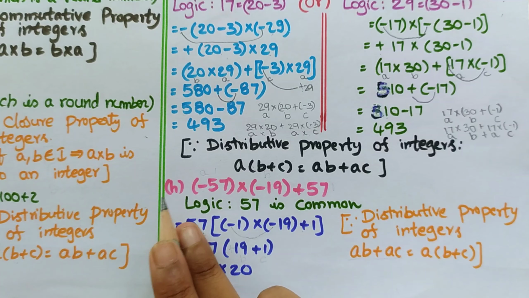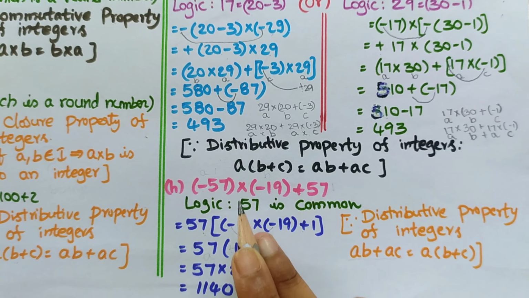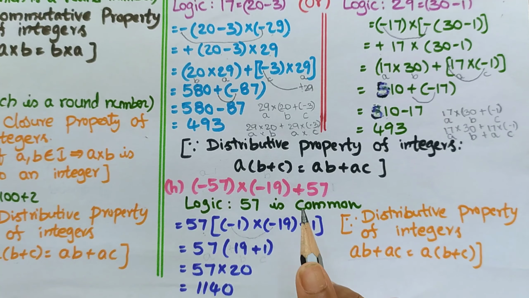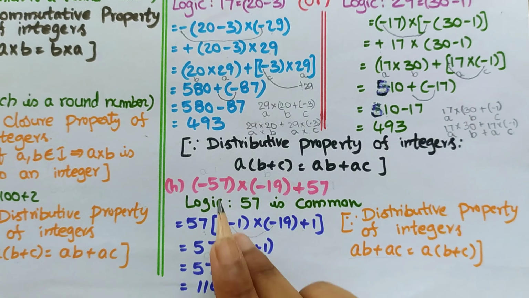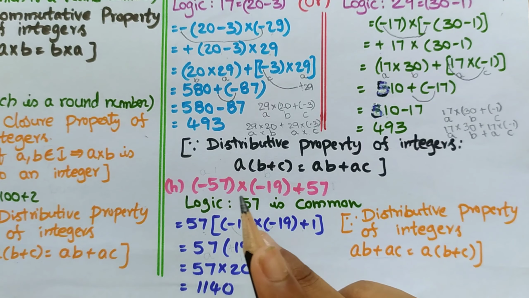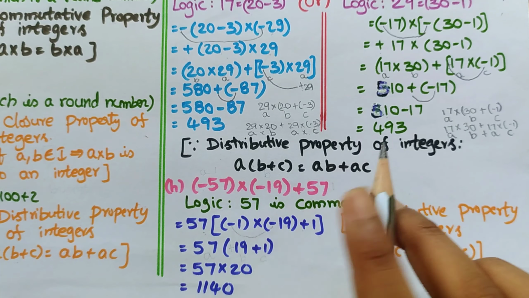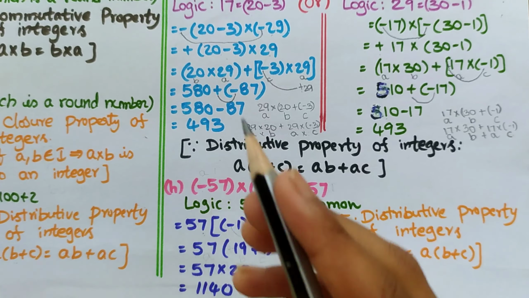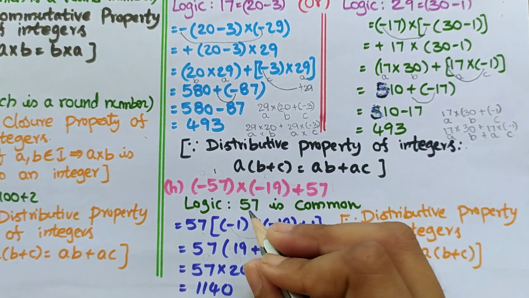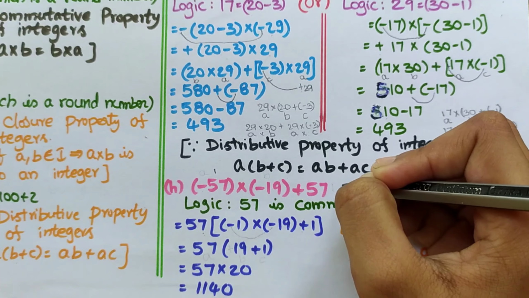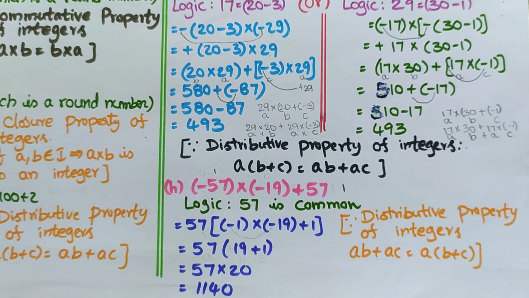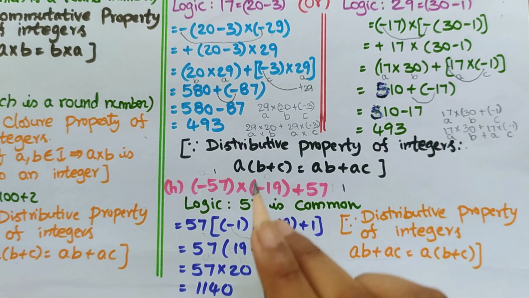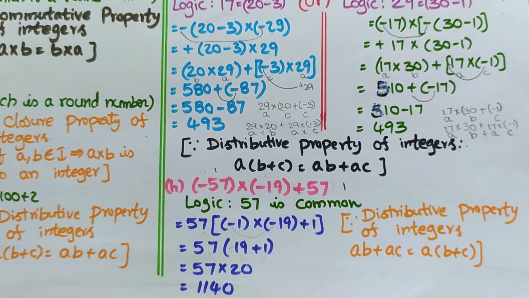Okay friends, now let us see H bit. Minus 57 into minus 19 plus 57. See here, the logic is 57 is common. We can take 57 as common. Now here in place of 57 we get minus 1 into minus 19 plus 1. Okay friends, so here after taking 57 as common, we get minus 1 into minus 19 plus 1.